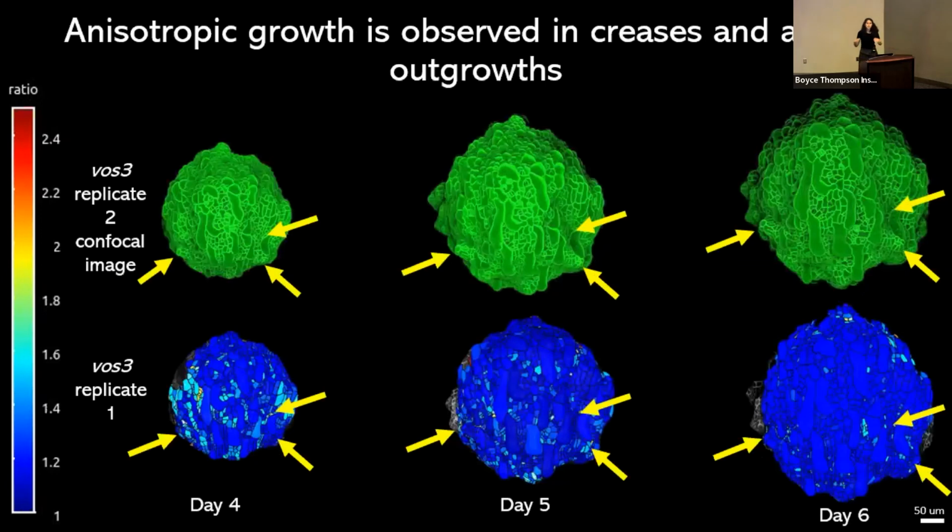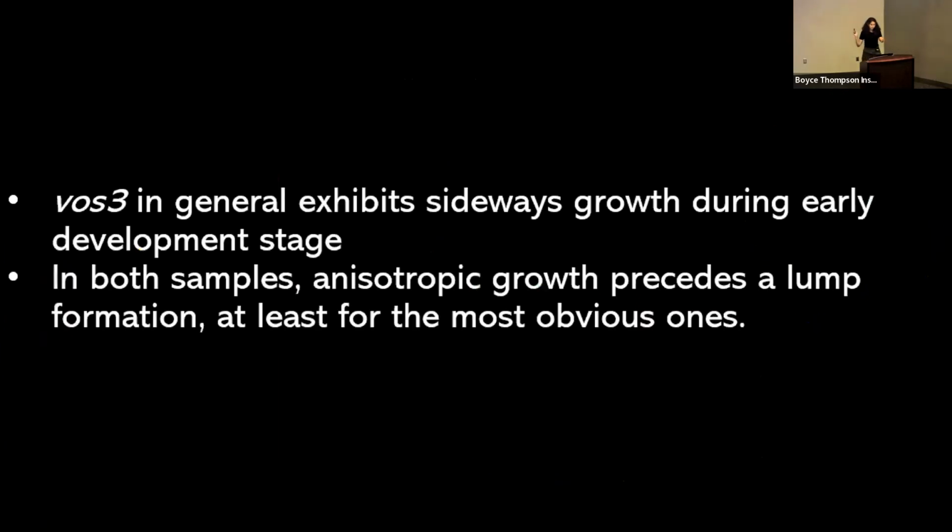Looking at days 4, 5, and 6, I've again highlighted the same creases and outgrowths. And again, to some extent, we see the existence of anisotropic growth around areas where there's outgrowths and creases. For example, this outgrowth here, or that outgrowth there, some of the cells around it are growing anisotropically.